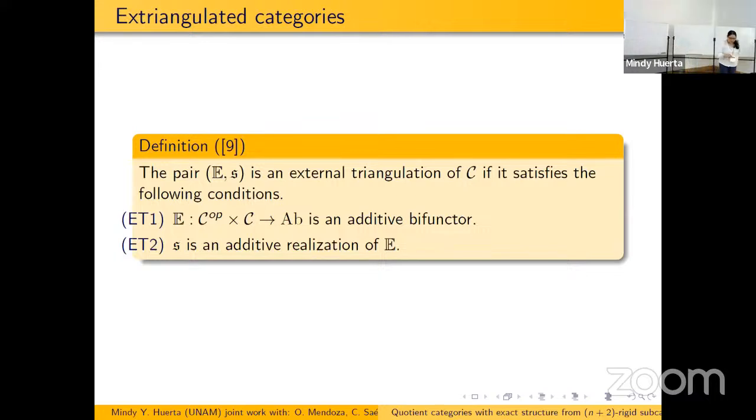For example, when we work with abelian categories, we can think of the category of left or right R-modules over a ring R. We can define the first extension group like a bifunctor. This is for abelian categories, and here we can consider a special kind of sequences, short exact sequences.